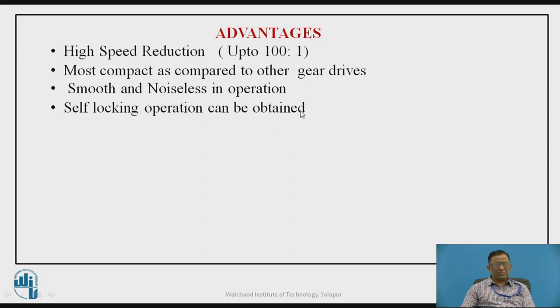Because it is a screw, we know that for power screws, if the efficiency of the drive is less than 50%, we can obtain the self-locking condition. That means reverse power transmission cannot happen. So in case of an overloading condition, if the intended direction power transmission stops suddenly, it is possible that power may be transmitted in the reverse direction, which may harm the system. So to safeguard the system from such overloading conditions, in some cases a self-locking condition is required, which is a unique advantage we can obtain in worm gear drives. So these are the important advantages that we can obtain from these drives.